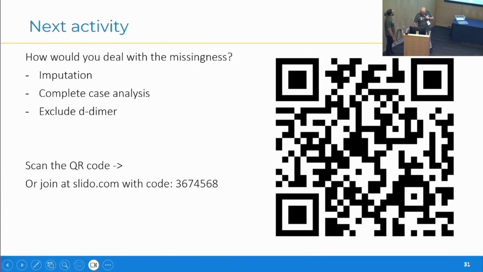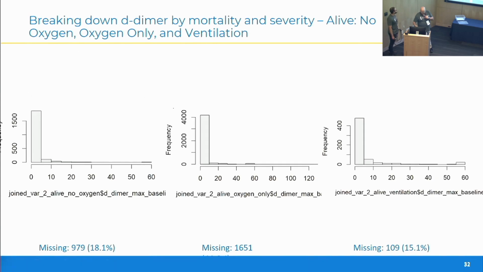So the next thing we started to do was to look at D-dimer by another proxy of severity, whether the patient required oxygen, only had some other oxygen up to invasive mechanical ventilation, and then the invasive mechanical ventilation by themselves. What did you see, Wes?